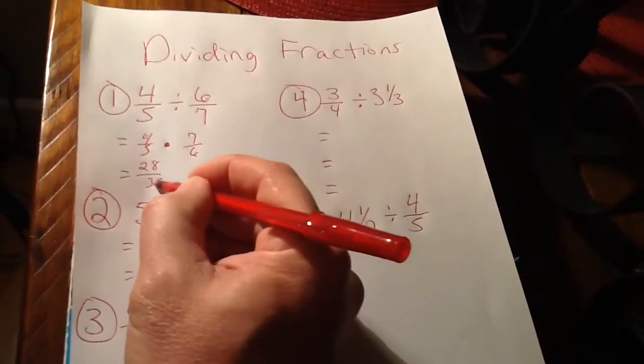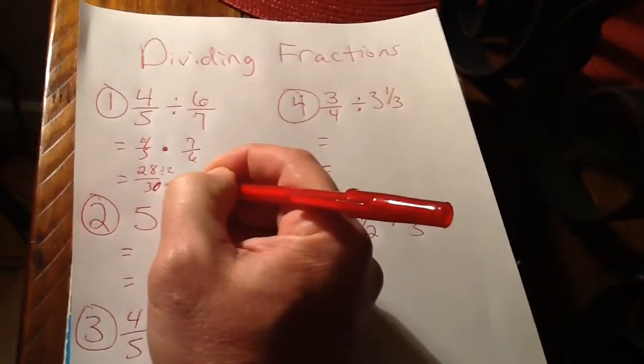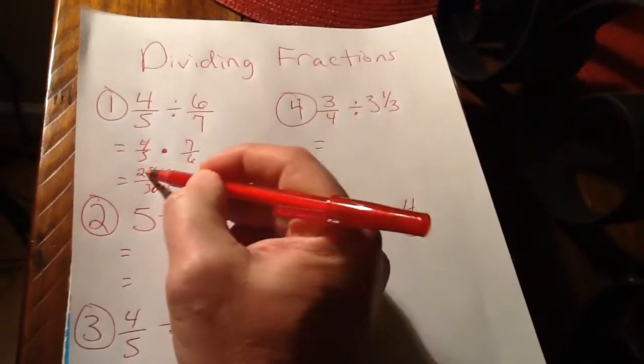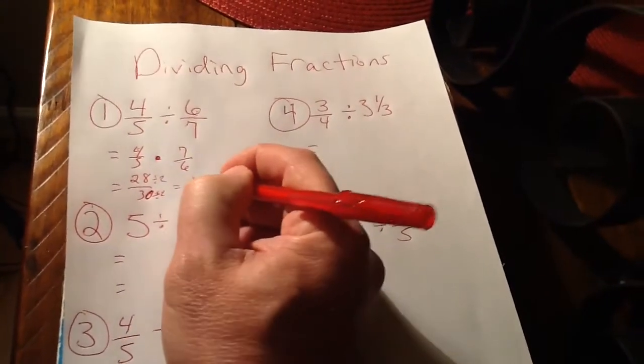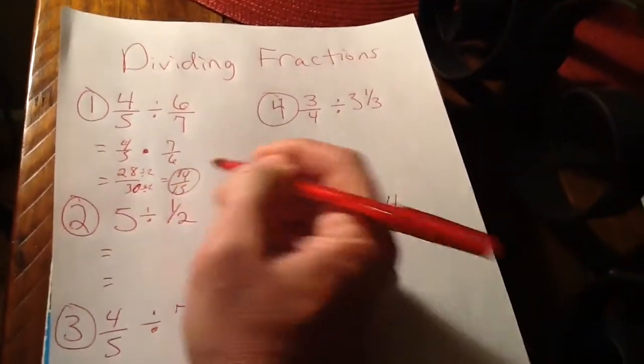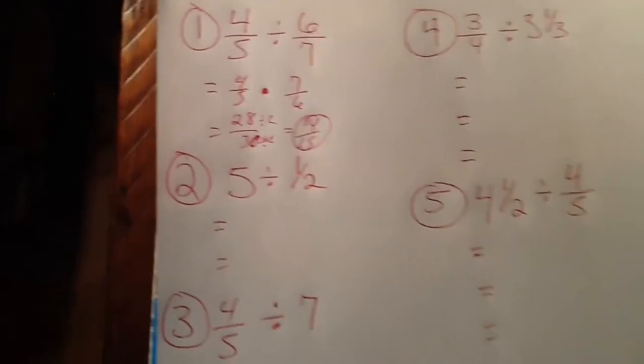Okay. We got to reduce this. This is not in simplest form. The greatest common factor of these is 2. Divide each one by 2. 28 divided by 2 is 14. 30 divided by 2 is 15. So there's your answer for that one. Okay. All right, we're going to move to the next one.